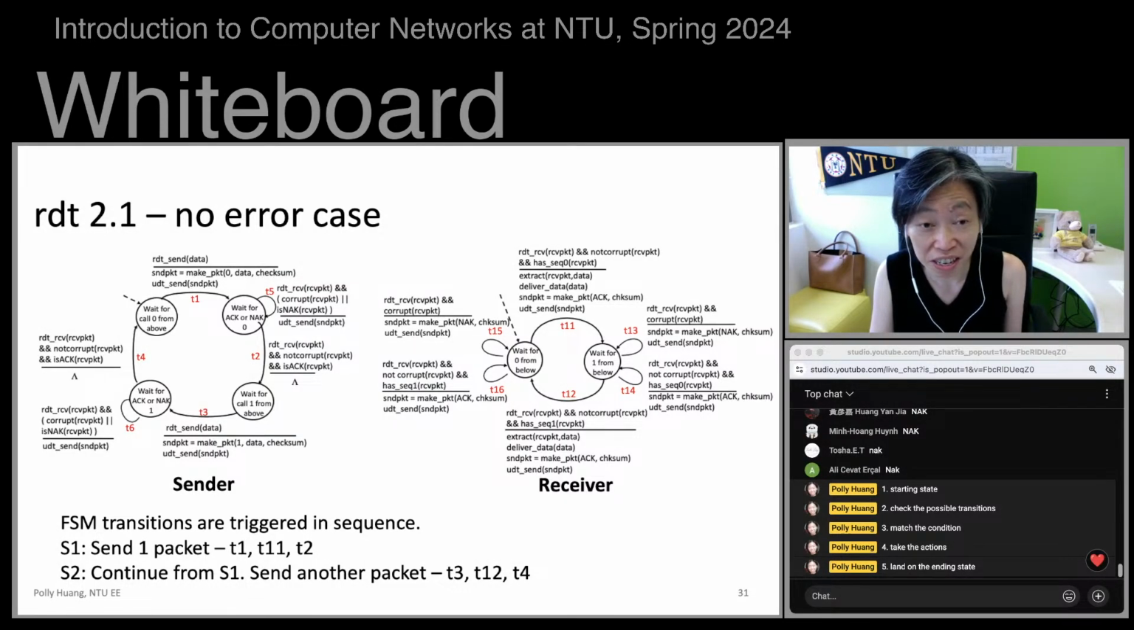If we continue the example, consider scenario 2, which is to continue from S1 and send another packet. We landed here and here after scenario 1. If we send another packet, which transition will be triggered here at the sender side? T3, because we send another packet, and these actions will be triggered. We take this transition and land here. And this packet is going to go to the receiver.